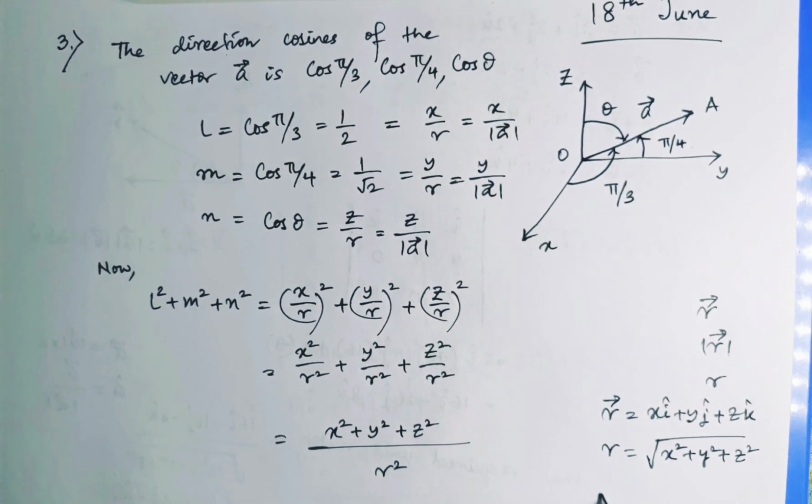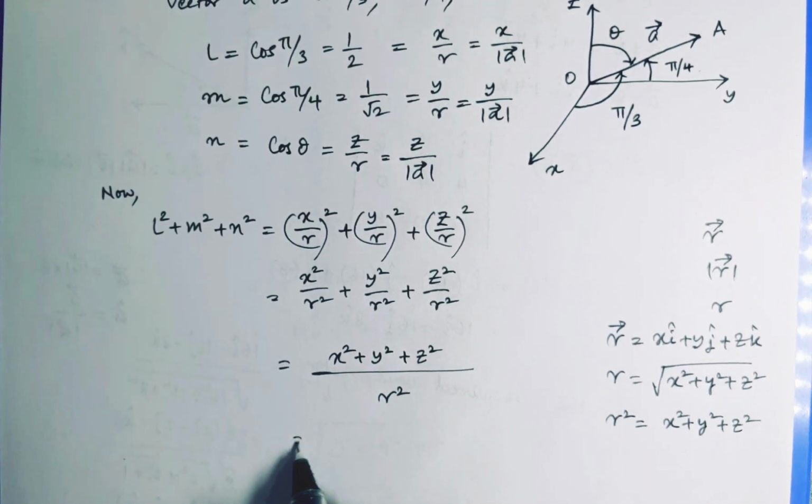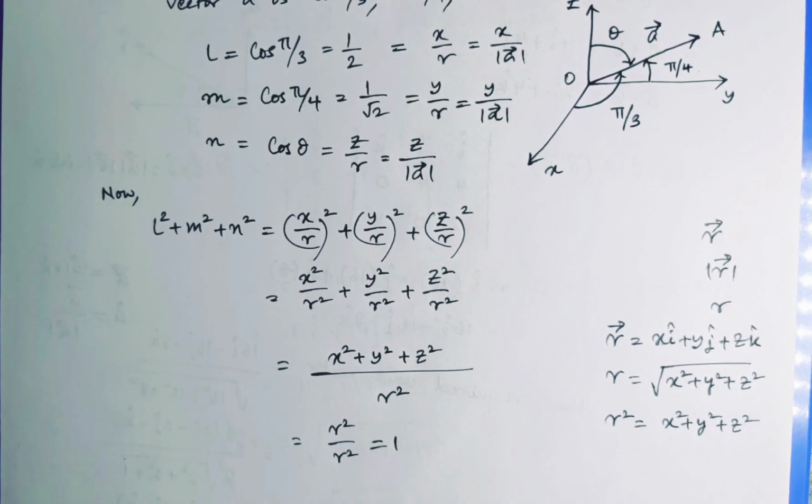And if I do r square, it will be equal to what? X square plus y square plus z square. The square root goes away, right? So this becomes r square by r square, which is equal to 1. So we derived a formula that the sum of the squares of the direction cosines of any vector will be equal to 1. Okay, it's a very, very important formula. You just have to remember it.